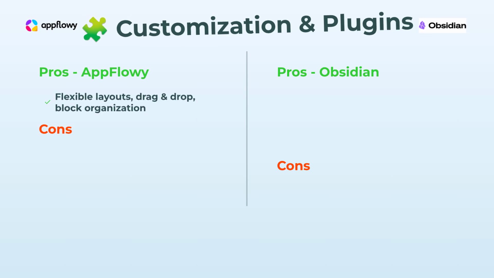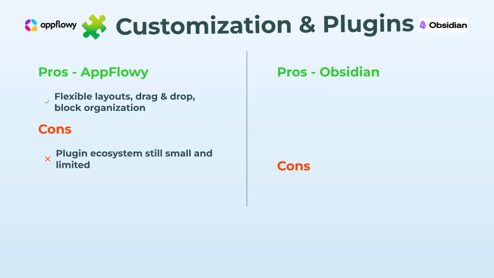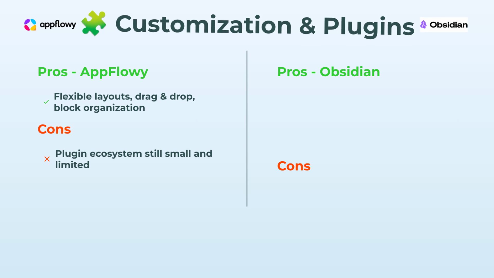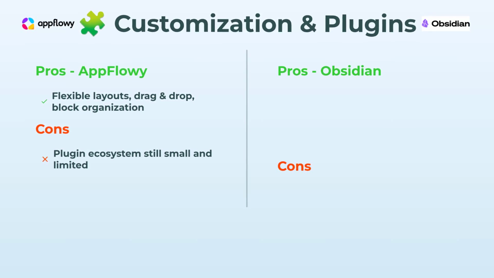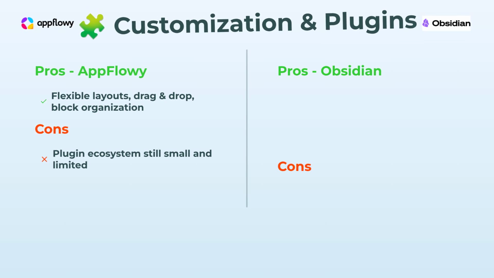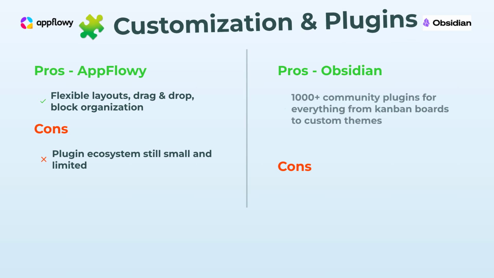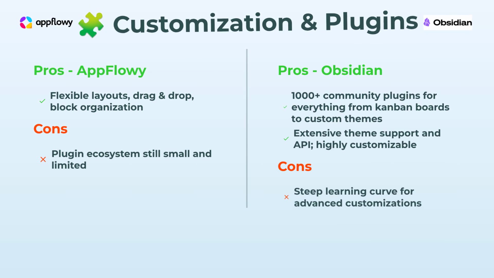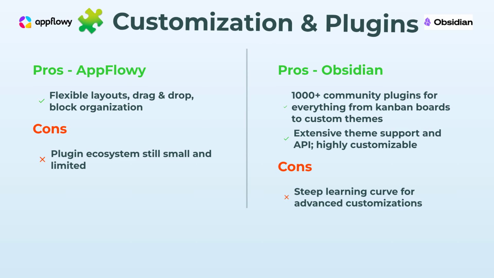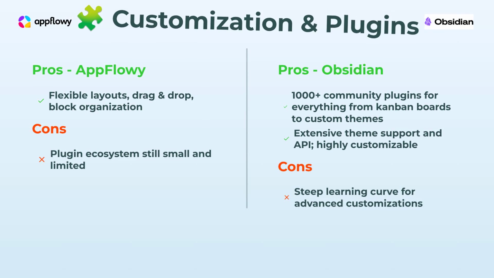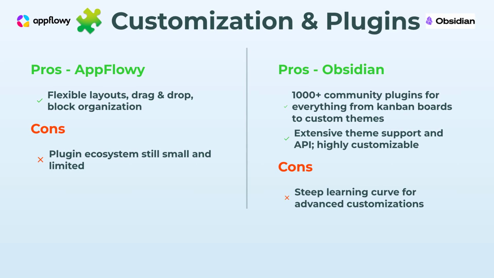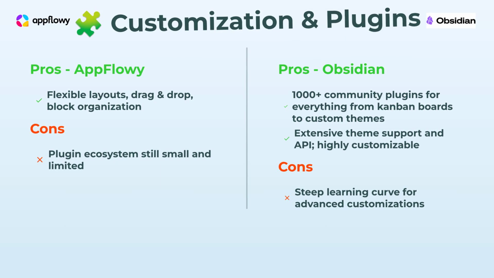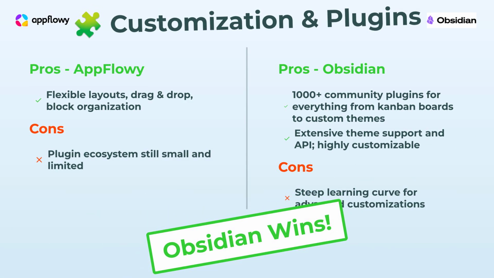Now for customization and plugins. AppFlowy lets you do flexible layouts and drag blocks around, which is nice, but let's be honest, the plugin selection is still pretty thin and, well, kinda basic. Obsidian, on the other hand, is like a plugin paradise. There's, and I'm not even exaggerating, more than 1,000 community plugins covering everything from Kanban boards to crazy themes and workflows. If you want to turn Obsidian into whatever tool you can dream up, you probably can if you're willing to climb a bit of a learning curve. No contest, Obsidian absolutely wipes the floor here.